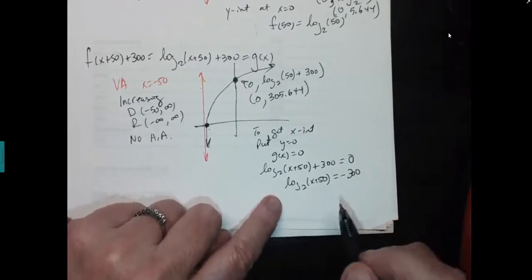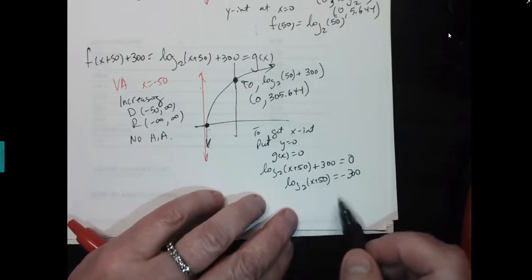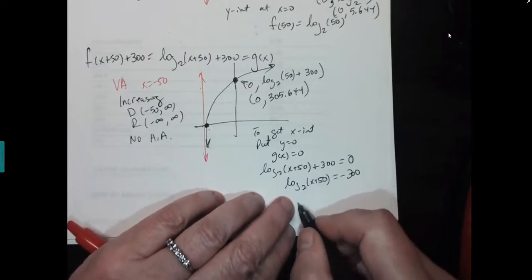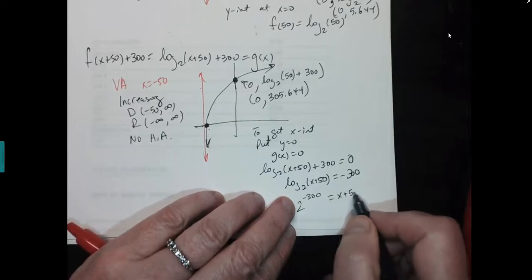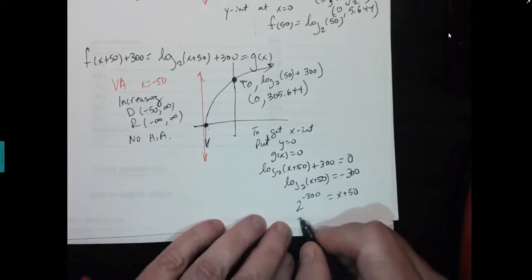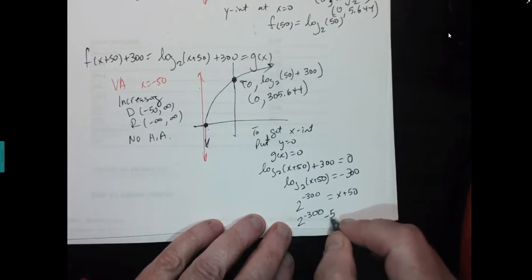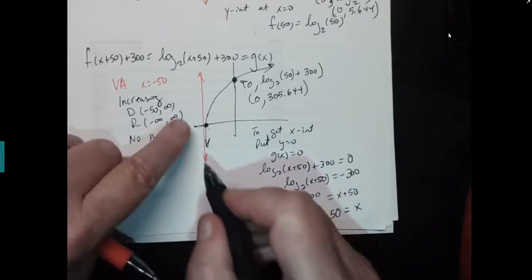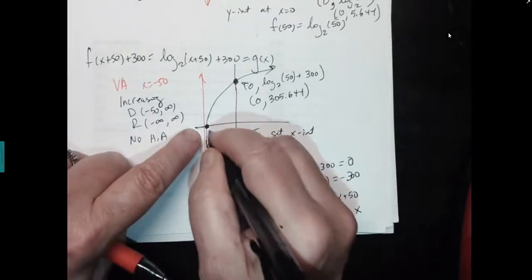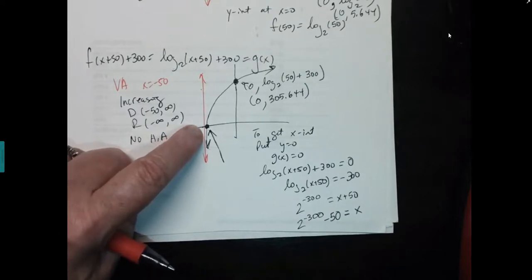And then why don't I change from logarithmic form to exponential form? So I'll have 2 to the negative 300 is equal to x plus 50. And then if I subtract 50 from that, I'll get my x coordinate. So the x coordinate here is very, very, very close to negative 50.